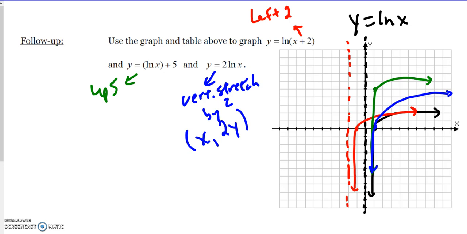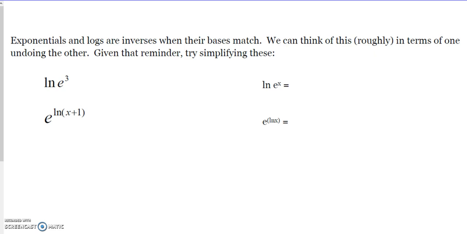All right, so let's move into some inverses of exponentials and logs when their bases match. So again, kind of a little bit of review. We've been working on this in class as well.